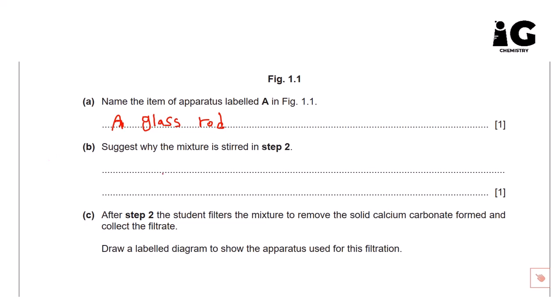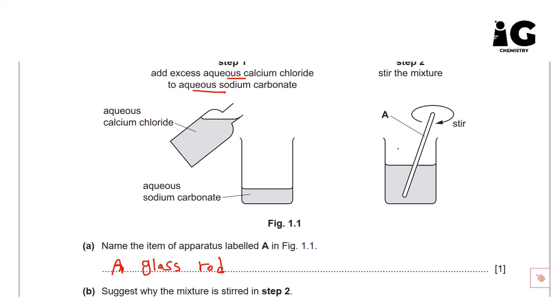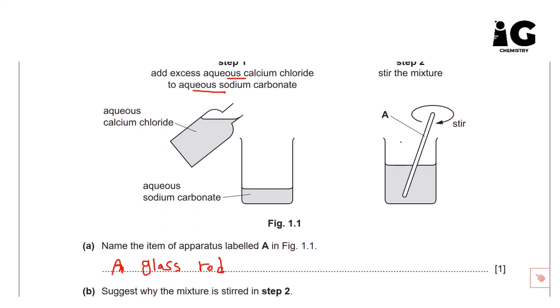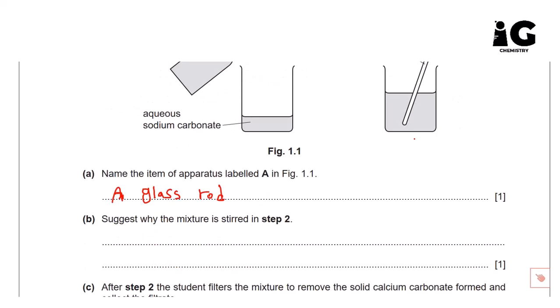Letter B: suggest why the mixture is stirred in step 2. We said a little earlier that the two solutions are already aqueous, so usually we dissolve the solute in the solvent, but now both of them are already dissolved. Actually we stir in order to mix them together. Also, you know that stirring usually increases the rate of the reaction.